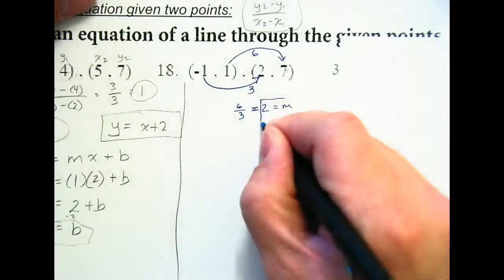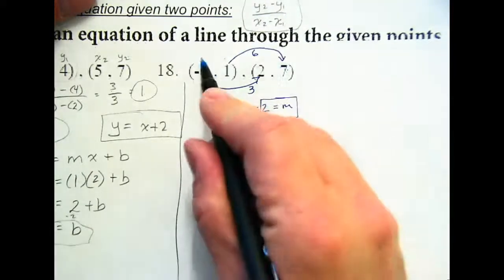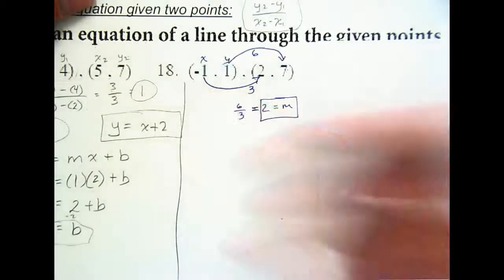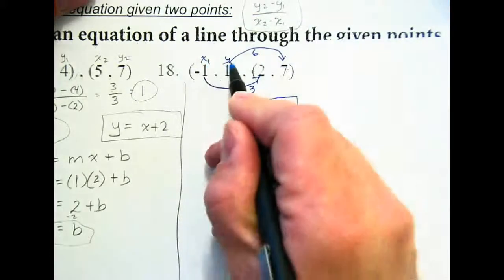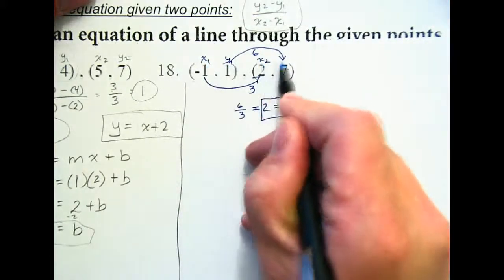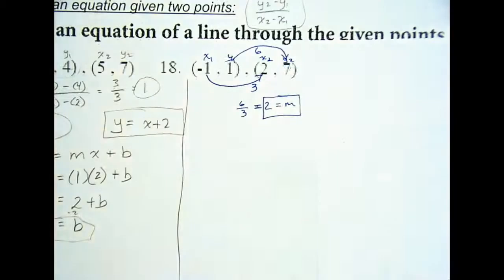Once you know your slope, you use that and an x y value, maybe your first one. It's up to you. It doesn't matter which one. Maybe you don't like the negative, so use this one. Okay, so I want you to finish up that one, number 18.